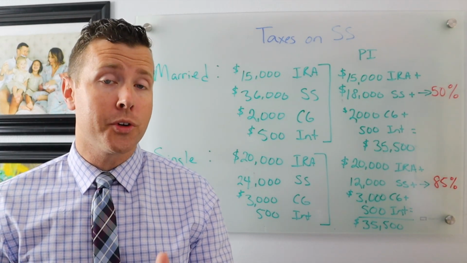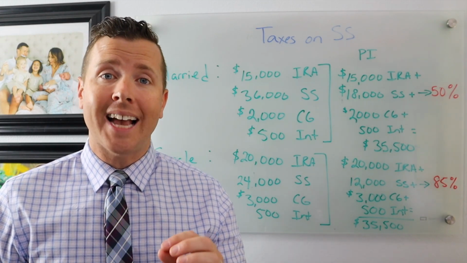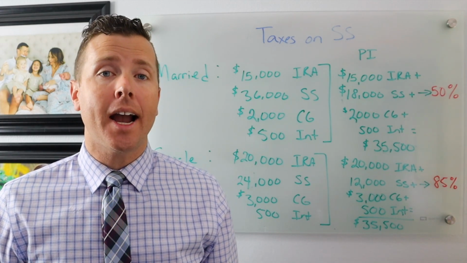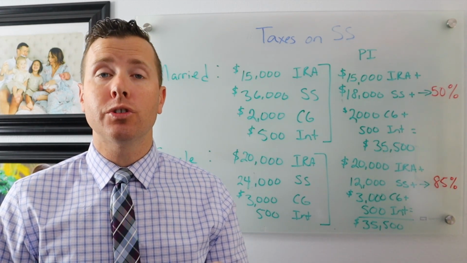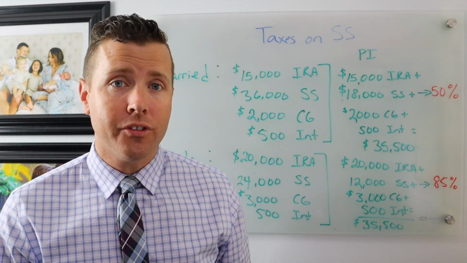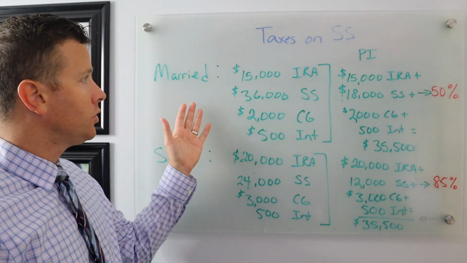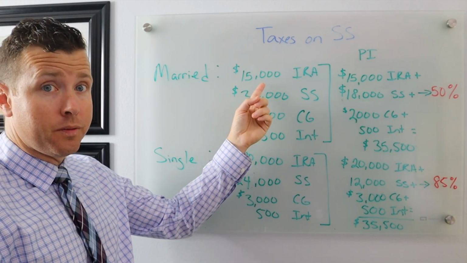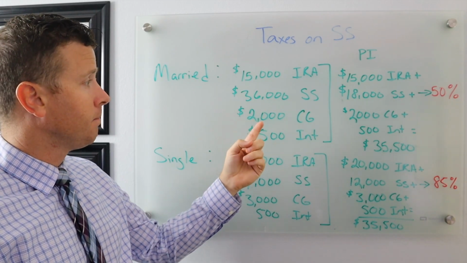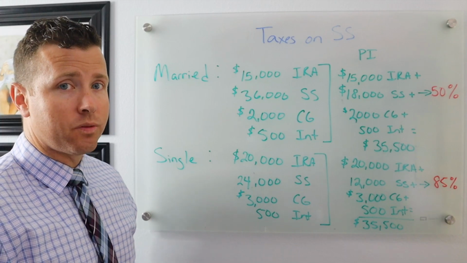All right, now remember, your provisional income is modified adjusted gross income plus half of your Social Security benefit plus any tax-free interest. That's how the IRS determines how much of your Social Security benefit is going to be used in the calculation of your overall taxes, okay? So, married filing jointly, we have an IRA distribution of $15,000. We have $36,000 in combined Social Security. We have $2,000 in capital gains, and we have $500 in tax-free interest.